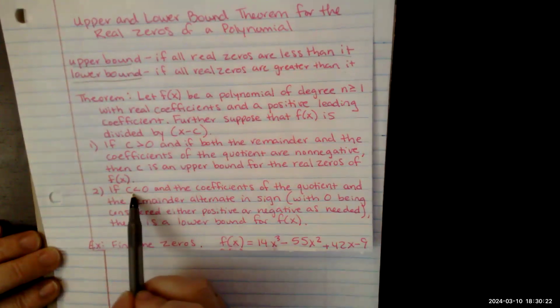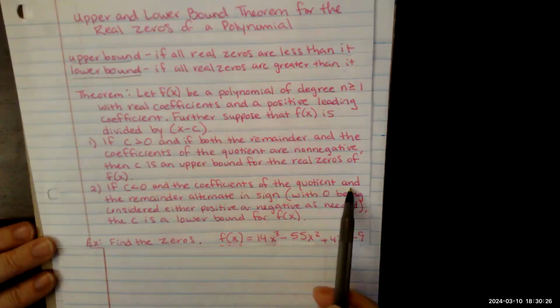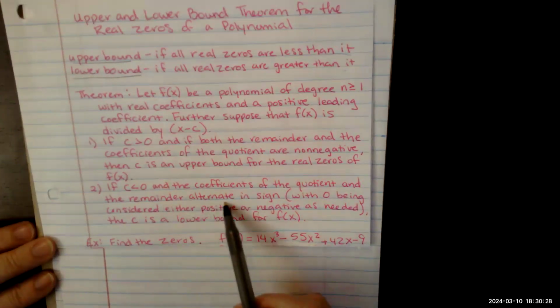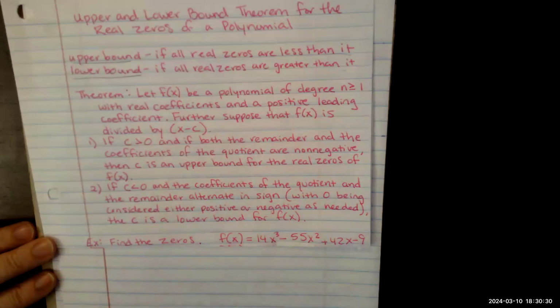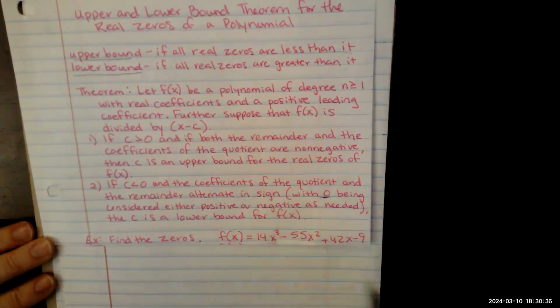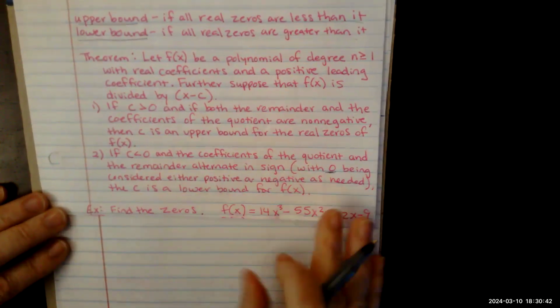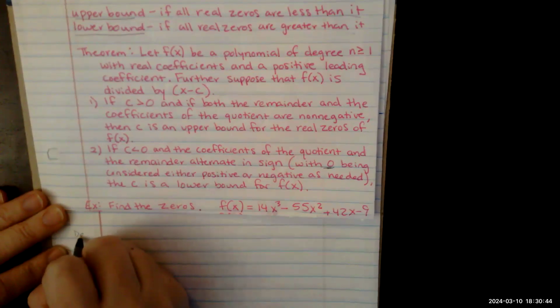If we're dividing by a negative number, and the coefficients of the quotient and the remainder alternate in sign, so they go from positive to negative, and if there is a 0, that will just count as whatever you need it to be, then it is a lower limit.